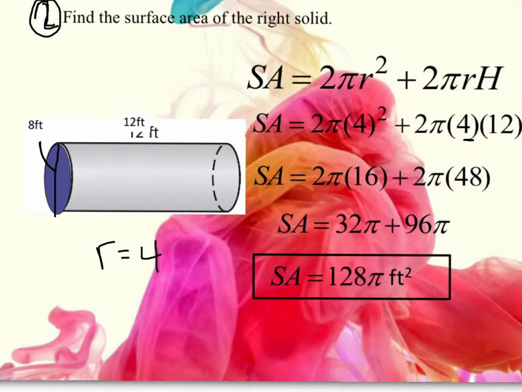I plug it in here and here. And then our height, here's our height. Even though the cylinder is on its side, that's still the height, so it's 12. I'll plug that in there. Then I multiply, and then I multiply here, and add them together to get 128 pi feet squared.